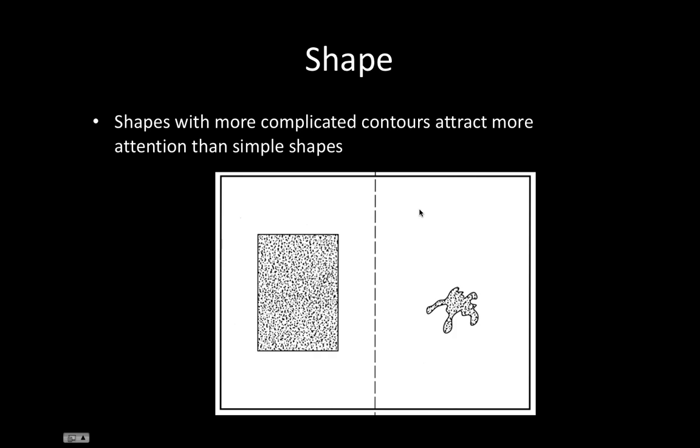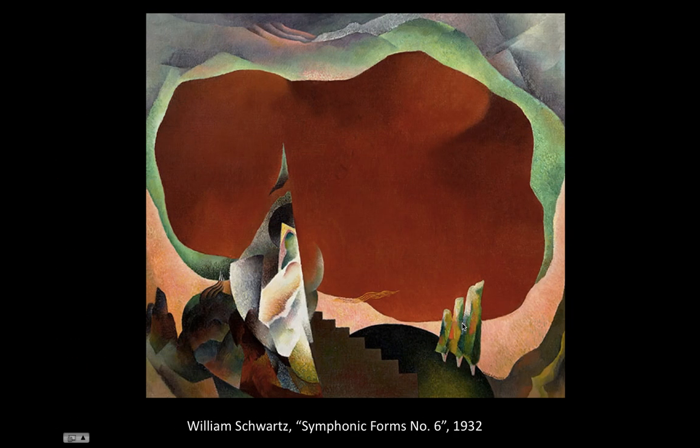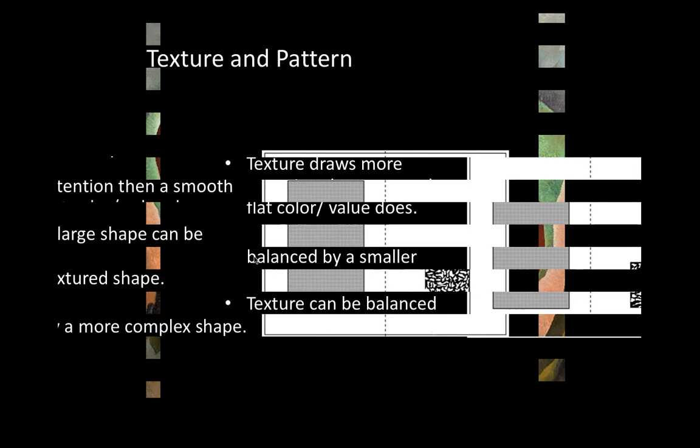Okay. Shapes with more complicated contours attract more attention than simple shapes. So this shape here has a much more complicated edge than this, so it takes a lot bigger shape here to balance out this complicated shape. If you look at this painting, this red shape in the back is large everywhere but biggest over here. And so to balance that, there is this really complicated shape right there, and that balances each other out.